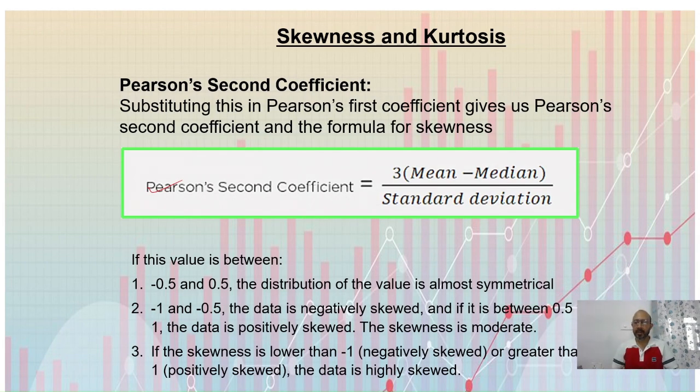If this value is between -0.5 and 0.5, the distribution of the values is almost symmetrical. If the value is between -1 and -0.5, the data is negatively skewed, and if it is between 0.5 and 1, the data is positively skewed. The skewness is moderate. If the skewness is lower than -1, that is negatively skewed, or greater than 1, that is positively skewed, the data is highly skewed.